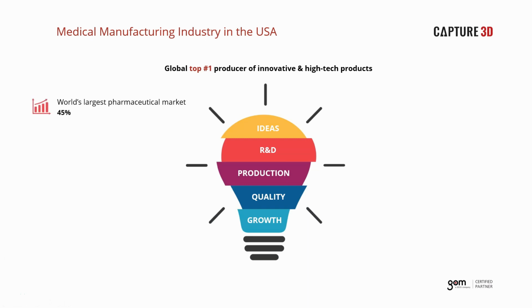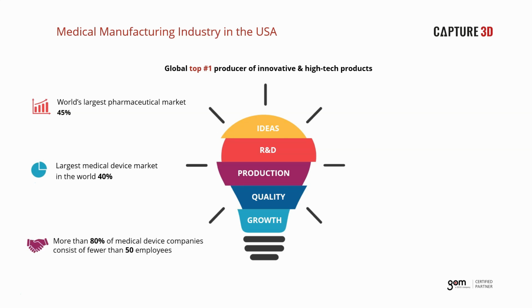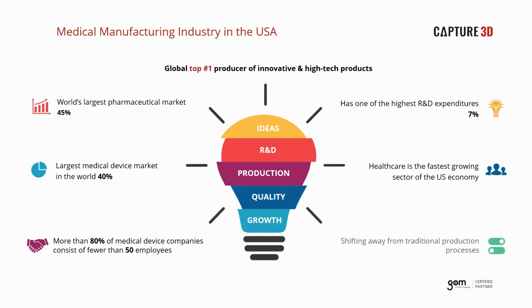The U.S. is the top producer of innovative and high-tech products. We account for 45% of the world's pharmaceuticals and 40% of the world's medical devices. Interesting thing about that is 80% of these medical device companies consist of fewer than 50 employees. R&D remains a top priority with 7% of expenditures associated to it. The healthcare sector is the fastest growing sector in the United States economy, which is leading companies to shift away from traditional production processes and into fully automated processes.